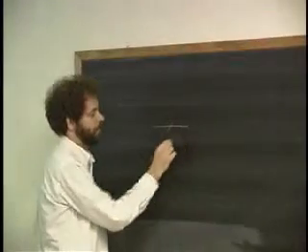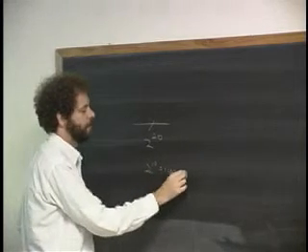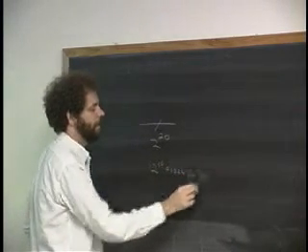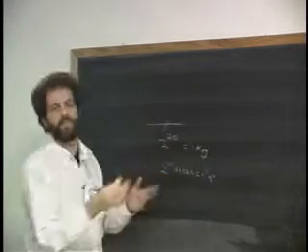2 to the 20, okay? Because 2 to the 10 equals 1024 equals 1, quote-unquote, k, okay? And so 2 to the 20 is 1 meg. 1 meg of anything, okay?